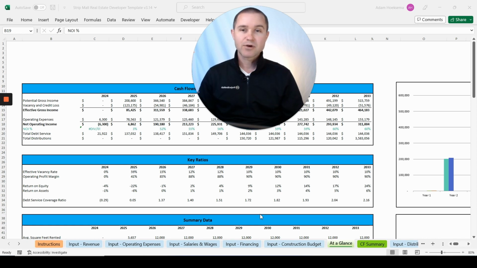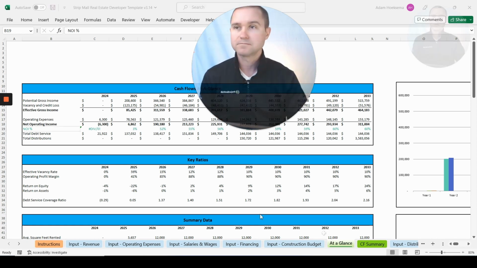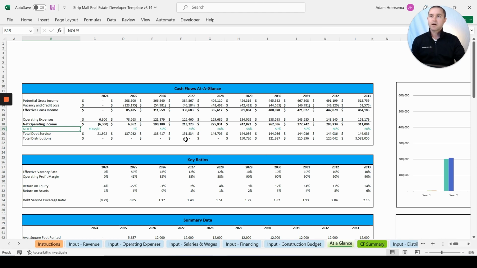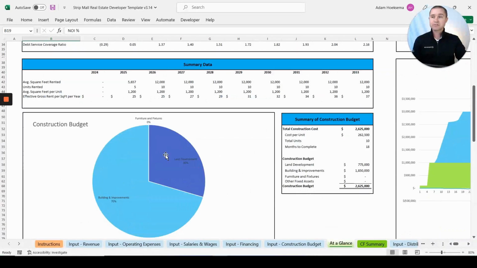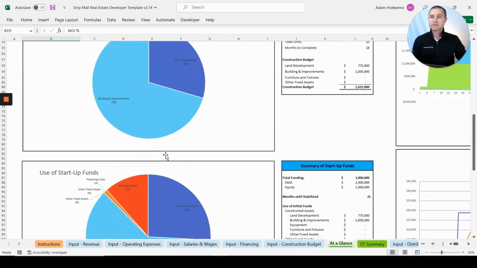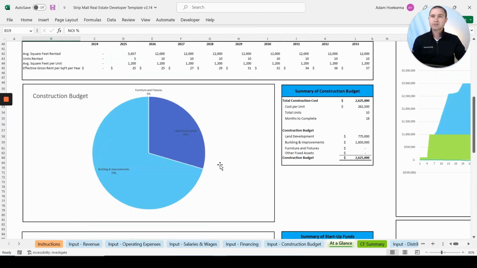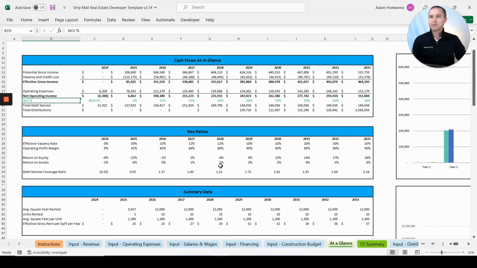So with that, let's go ahead and look at a high level overview of what's included in the model. Okay, so we are on our At a Glance tab here, and this is at the end of the process. You'll have a number of charts, tables and graphs that you'll be able to produce that you can present to investors and lenders, and construction budget, different key ratios and KPIs that you'll need.